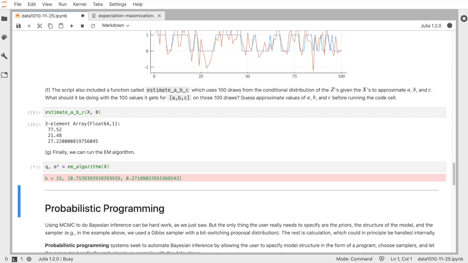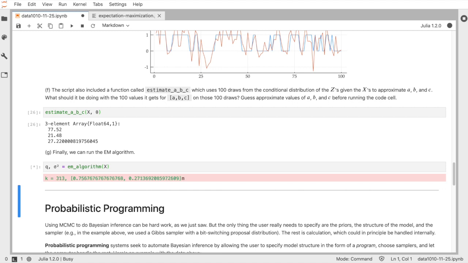So it starts at 0.5 because we programmed it that way, and then it moves up pretty close to 0.8. It's going to end up around 0.77 or 0.76. It's fairly close to the correct value of Q, or rather the value of Q that we use to simulate the data.